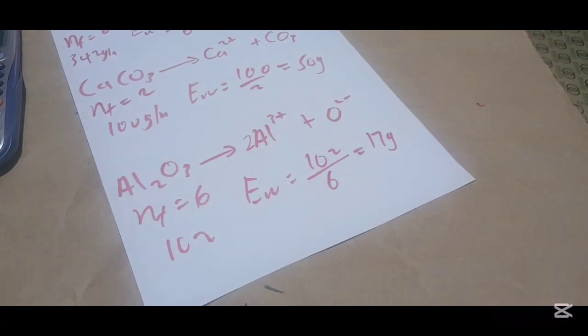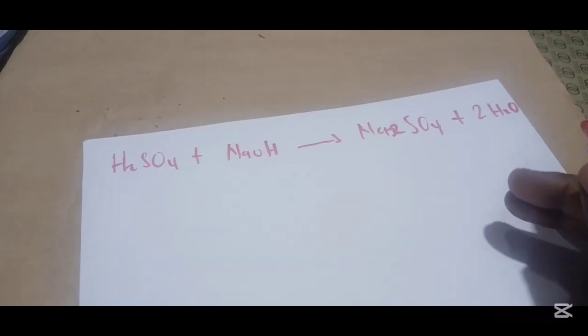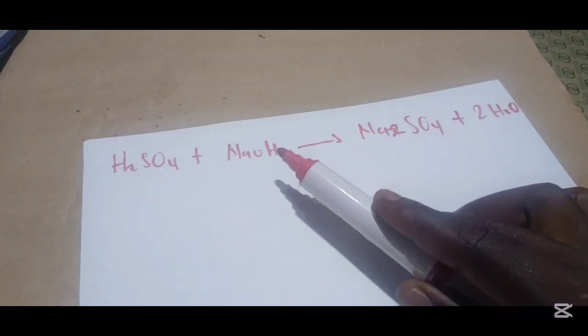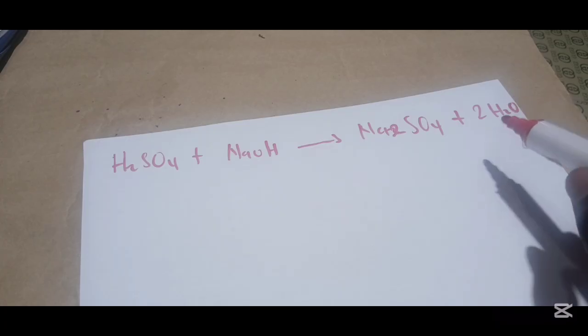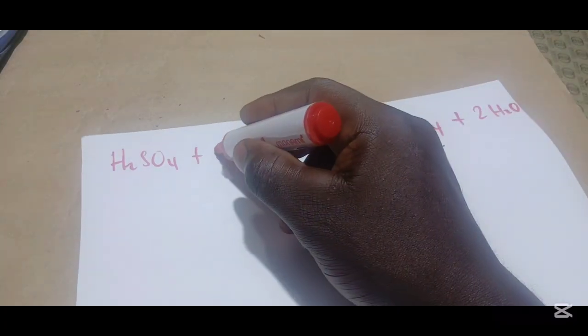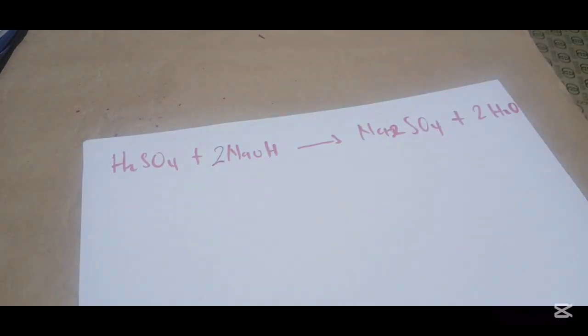So what exactly does this mean, and how useful is this to us? In a neutralization reaction, we have an acid reacting with a base to give us a salt and water. So let's balance this equation. I think there should be 2 here. Let's see how useful equivalent weight is.